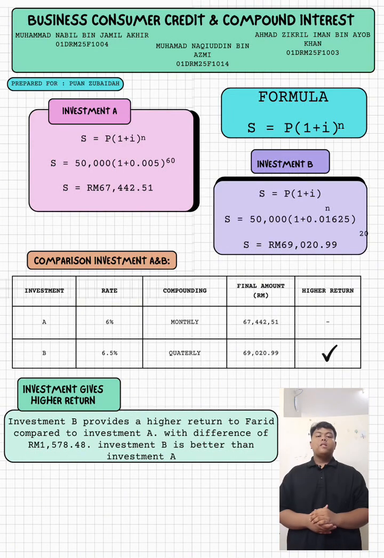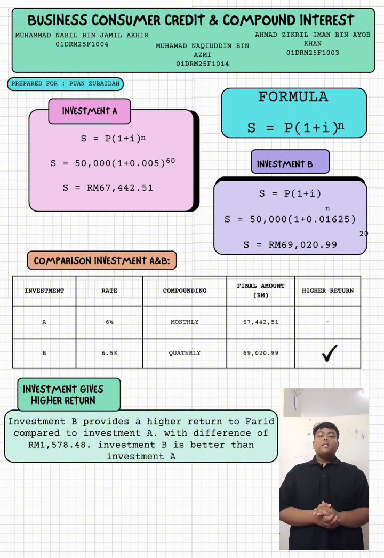Now we want to explain about the business consumer credit and compound interest topic. First, I want to explain the formula. The formula we use here is the compound interest formula: S equals P times (1 plus i) to the power of n. Let me break it down.